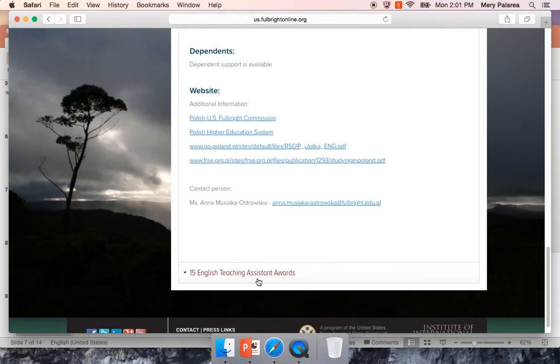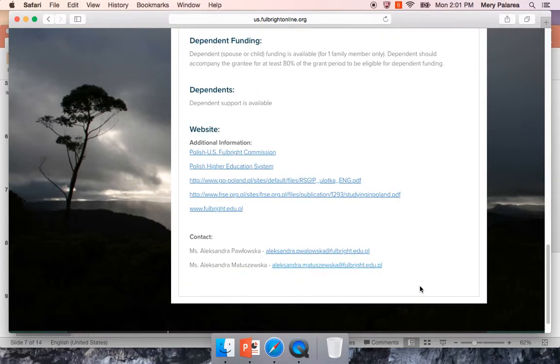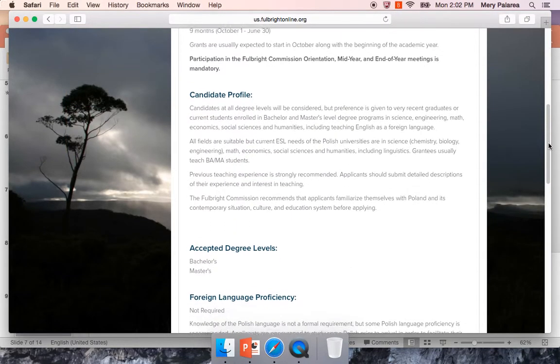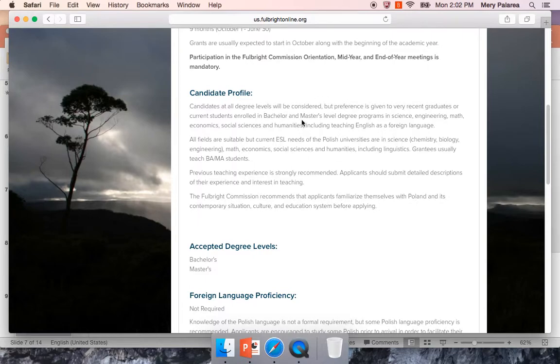If we go look now at the 15 English Teaching Awards, the profile is very similar. It's also a 9-month academic year grant period. They're saying candidates at all degree levels will be considered, but preference is given to recent graduates or current students enrolled in bachelor's and master's level degree programs in science, engineering, math, economics, social sciences, humanities, including teaching English as a foreign language. This is fantastic. This tells me right off the bat that you don't have to be getting an English degree or a communications degree or have training in teaching or a certificate in teaching English to participate. And they're looking for younger students.